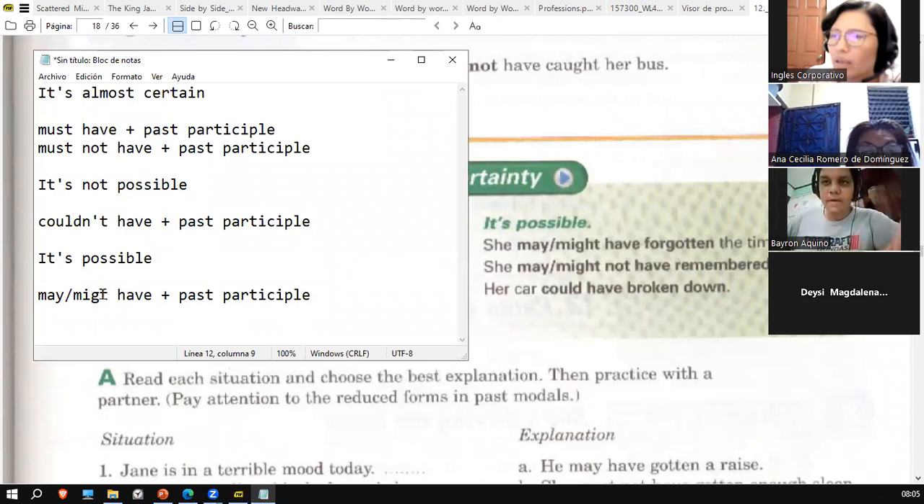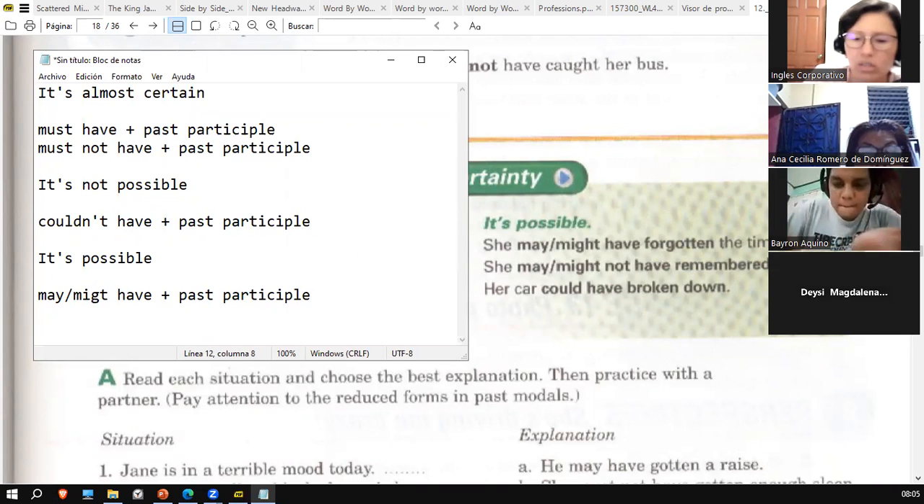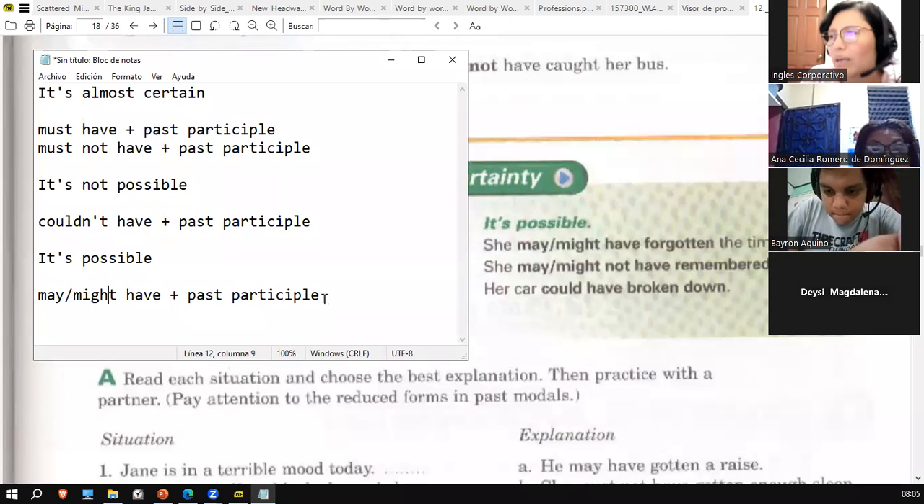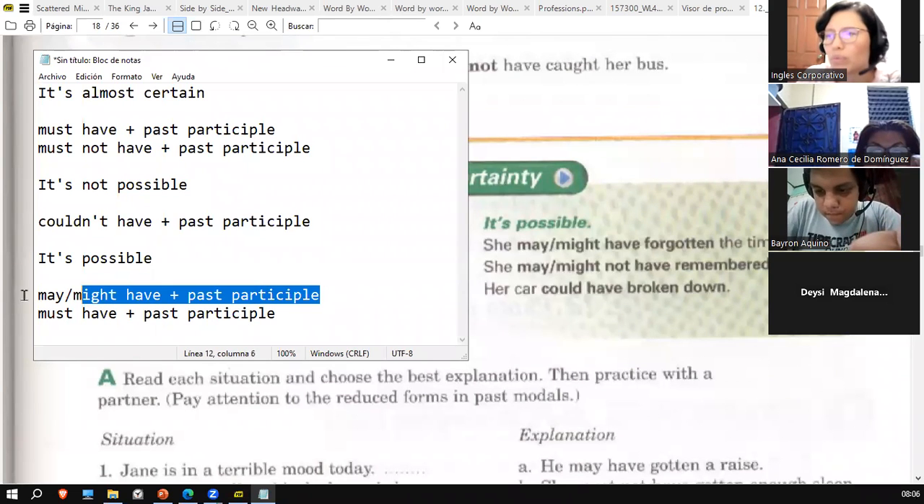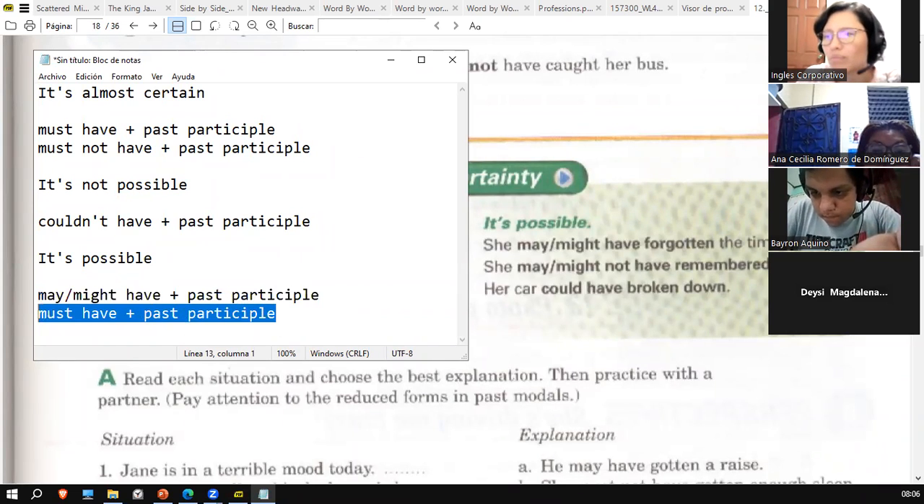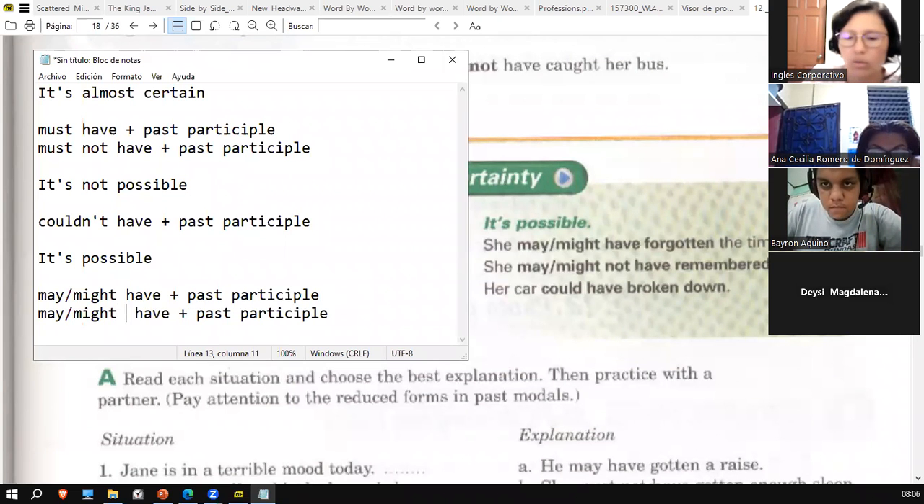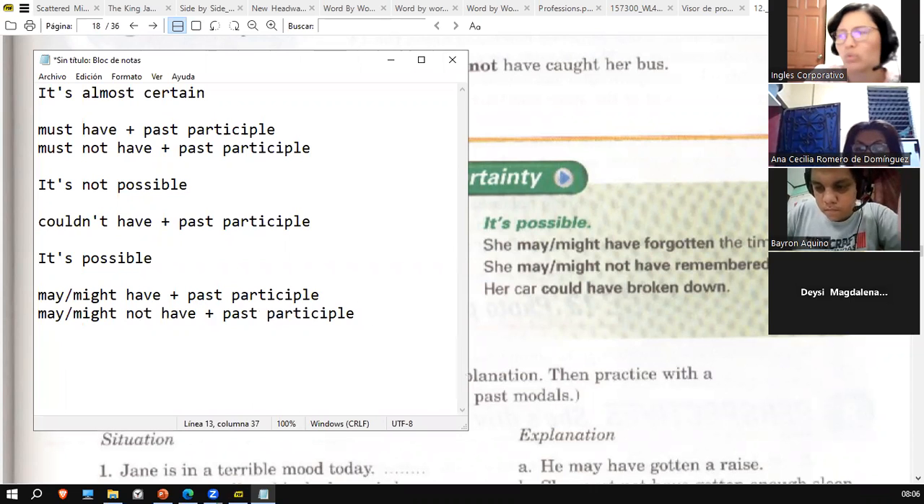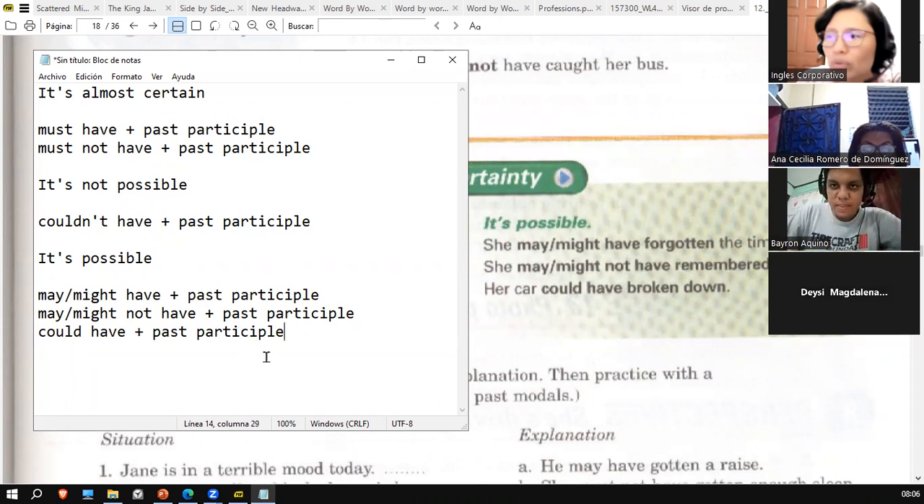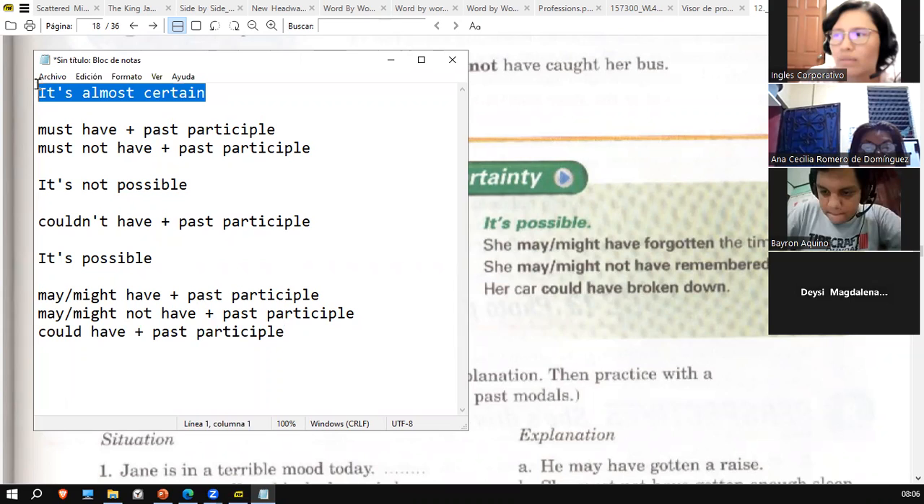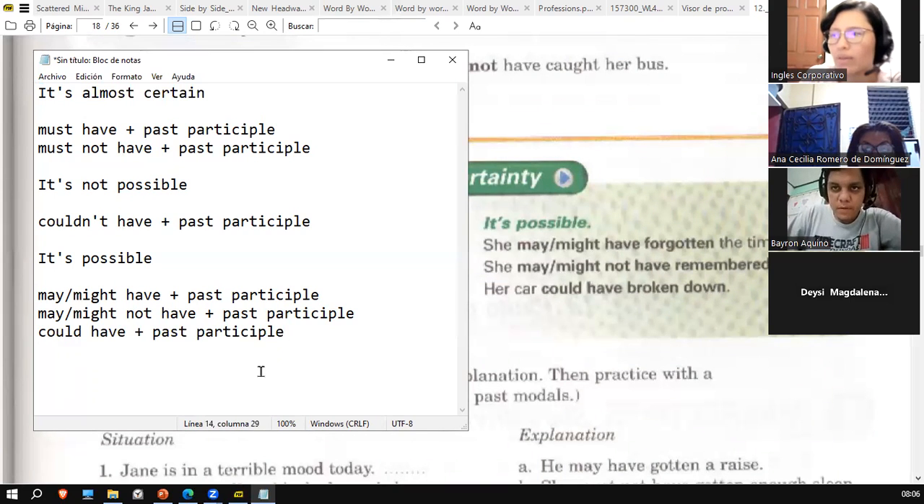Vamos a ocupar ese acá. May or might, ¿verdad? Falta la H aquí. May or might have más un pasado participio. Si la queremos hacer negativa, entonces may or might have not, ¿verdad? Aquí not, antes de have, más un pasado participio. O simple y sencillamente puedo usar could have más un past participle. Eso fue lo que vimos la semana pasada, ¿okay? El día viernes.